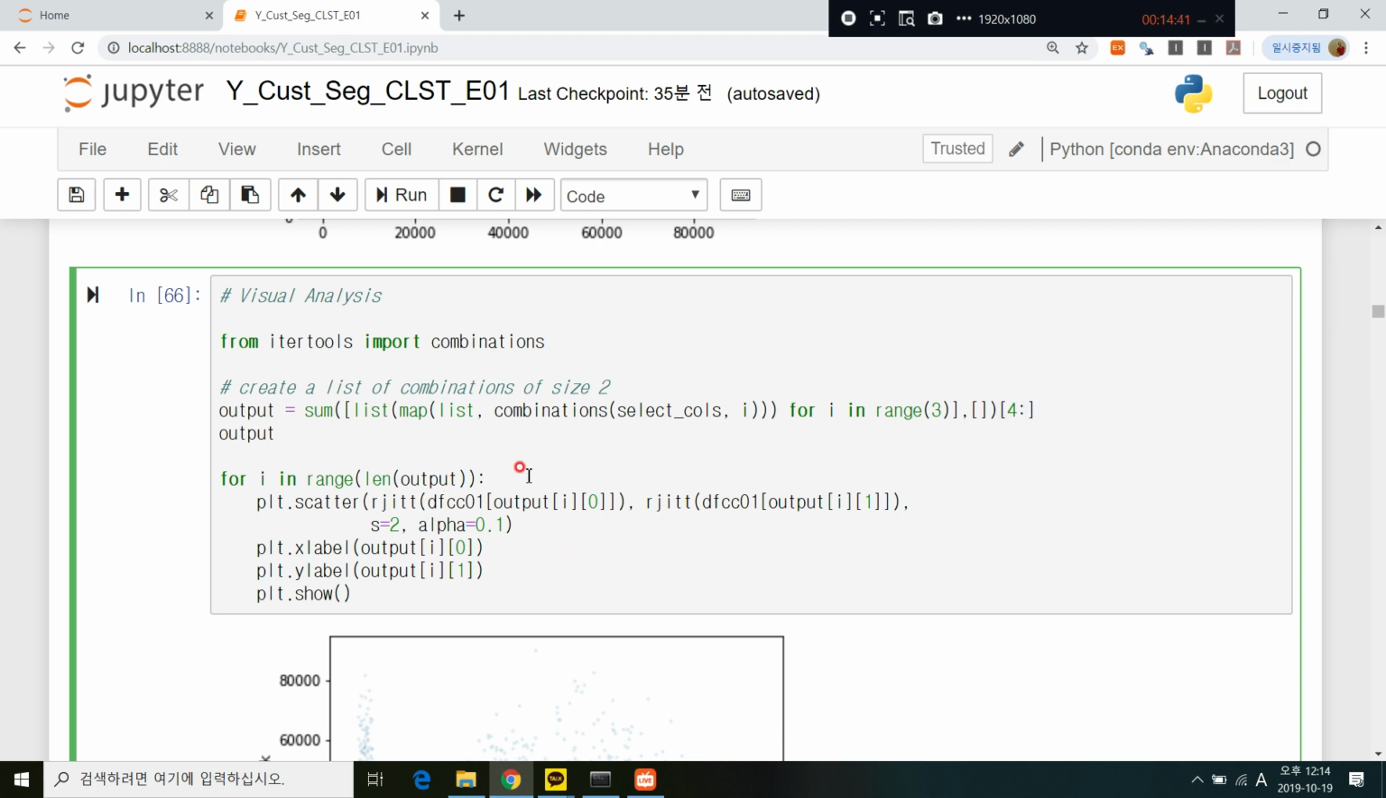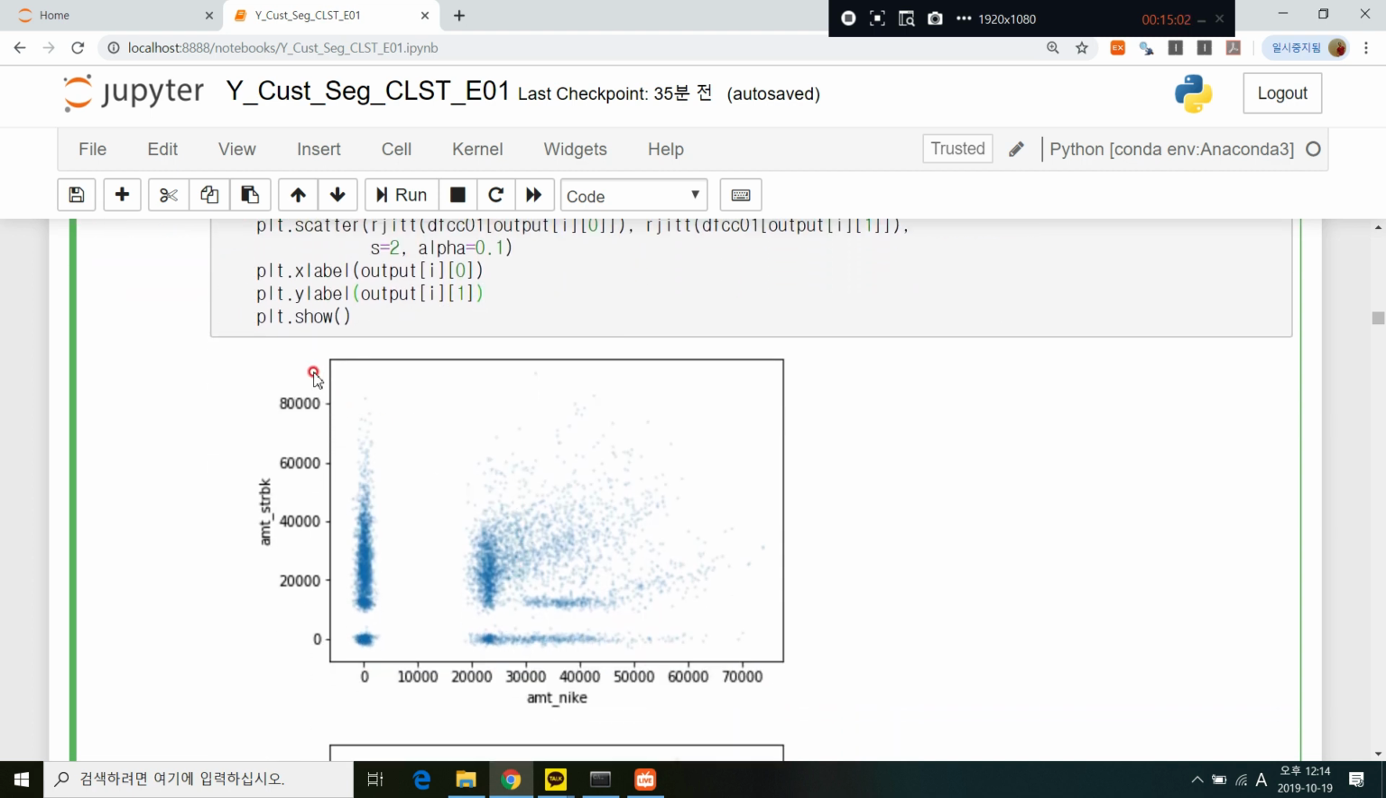To make it simple and concise, I created a loop to plot one and then the next one and the next one, drawing a scatter plot for each combination of features. Take a look at this one. Among Nike, here is the dimension x1, and among Starbucks, this is the dimension x2. Thus, this shows the first combination.